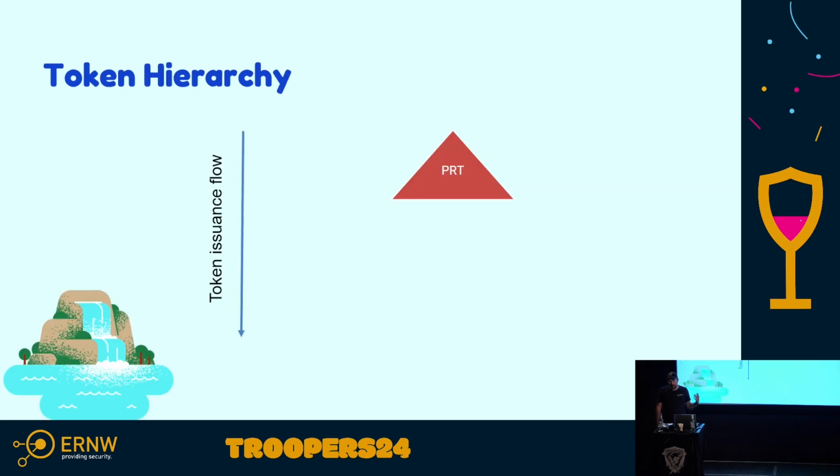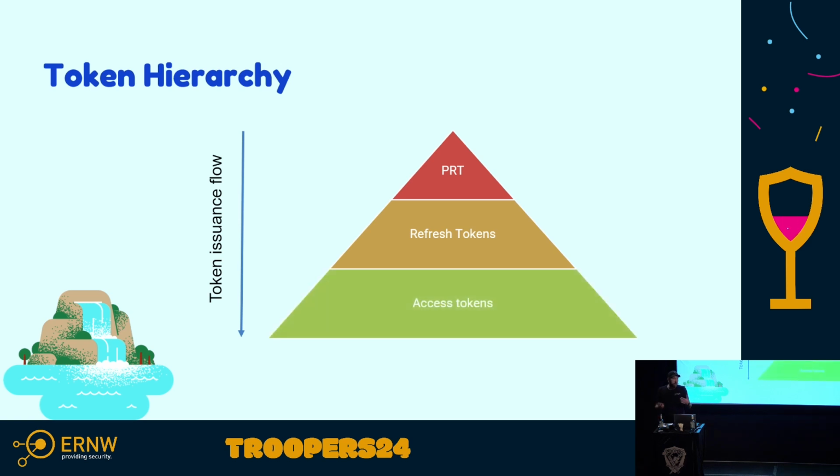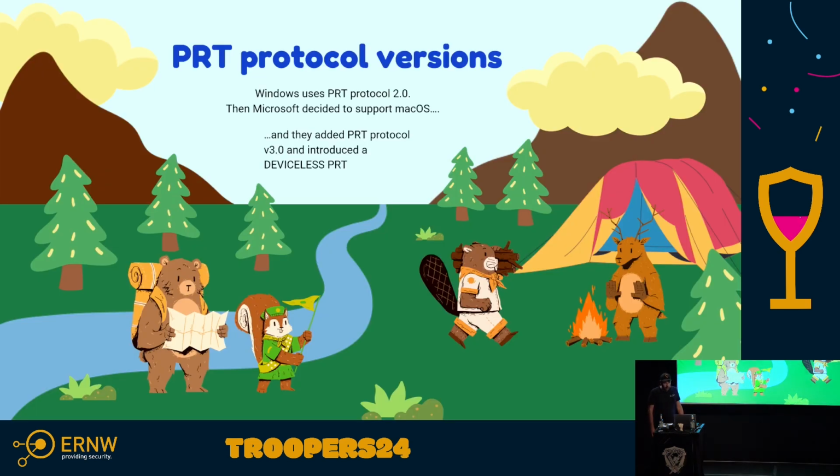So if you look at how many of these tokens are present, usually there's only a few PRTs on Windows, but of course at any time there can be many refresh tokens, which are more scoped because they're scoped to a specific app, and a lot of access tokens because you need a specific access token depending on the service that you're talking to. So this is basically the stuff on Windows. And Windows has a set of APIs that it uses to request these tokens.